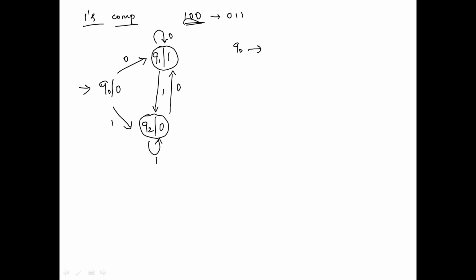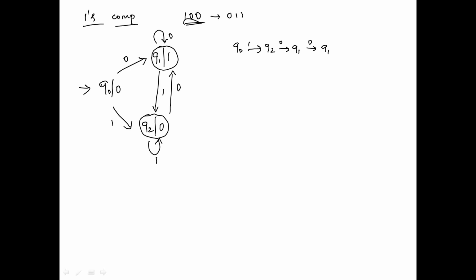So, we move to Q2. Q2 sees a 0, so we move to Q1. Q1 again sees a 0, and we stay in Q1 when it sees a 0. These are the transitions for the given input symbols. We have landed first in Q naught, then in Q2, then in Q1, and again stayed in Q1 for reading each input symbol.